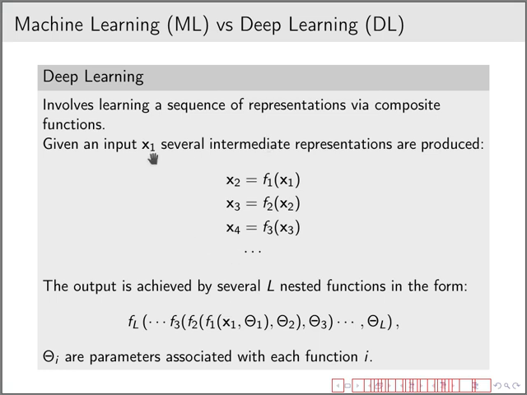Here, x1, which is, let's say, the image or the original vector with the features, serves as input to a function f1, which will output x2. So we don't have y here, we have an intermediate representation. x2 is then used as input to f2 that outputs x3. x3 is used as input to f3 that outputs x4, and so on until we reach y. The output is achieved by several L nested functions in this form.